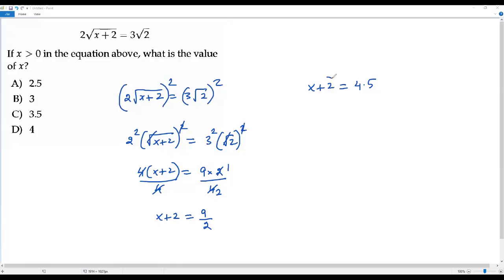Now to solve for x, I have to get rid of this positive 2. For that, I have to subtract 2 from both sides. When I do so, the positive 2 and negative 2 cancel out. I am getting x equals, when I simplify the right side, 2.5. Now I got the value of x. Its value is 2.5. We find this 2.5 in answer choice A. The correct answer choice for this question is A.